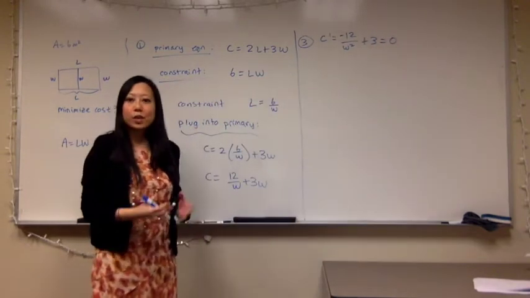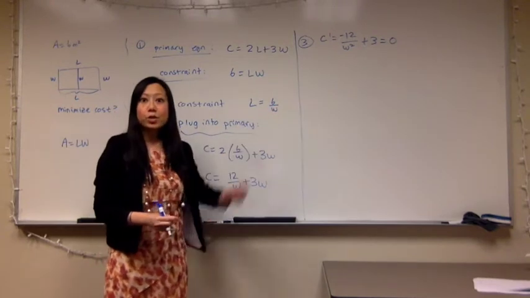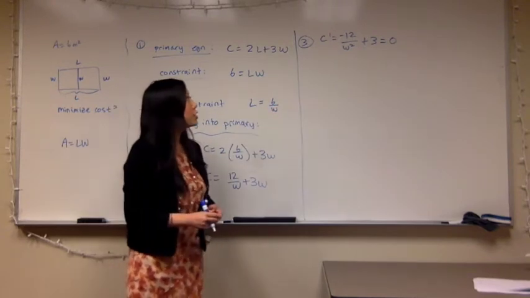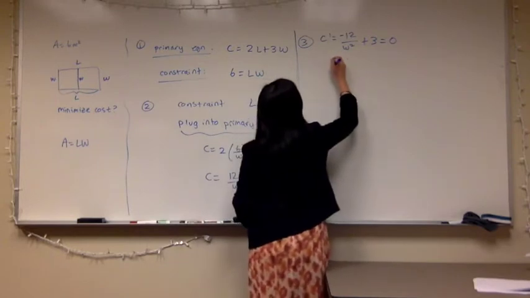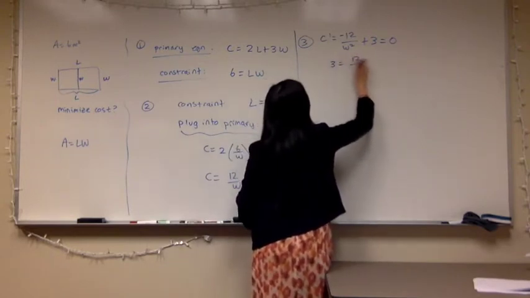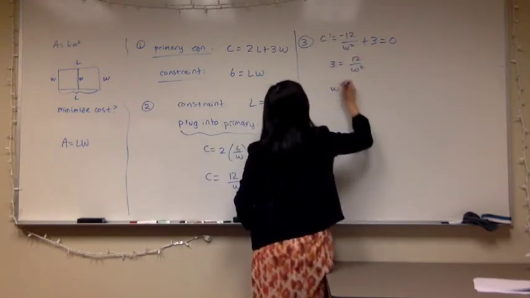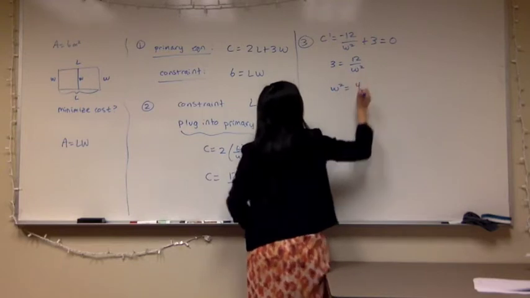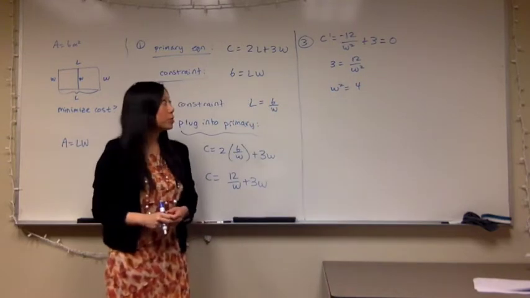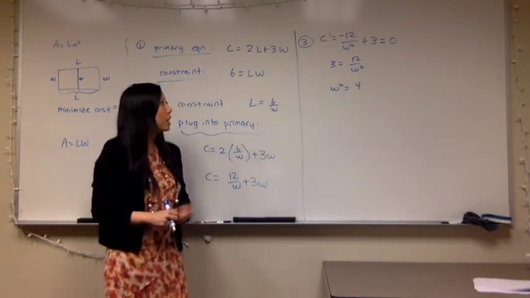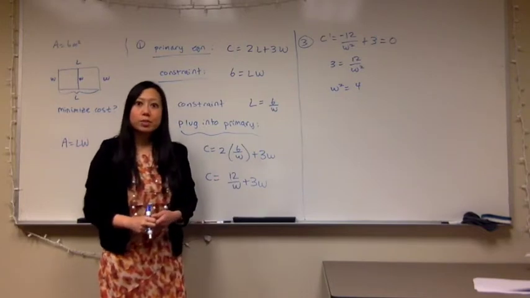Now I find when W makes this equation true. So I solve for W. I get 3 equals 12 over W squared, or W squared equals 4 when I cross multiply. And now I have that W equals plus or minus 2.